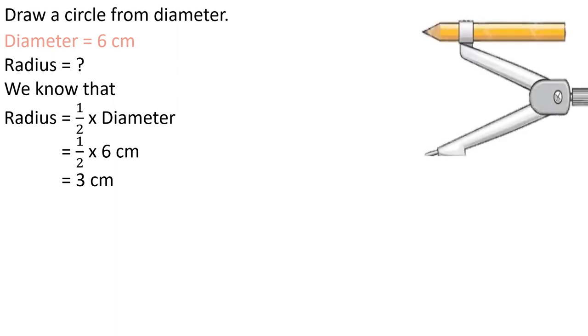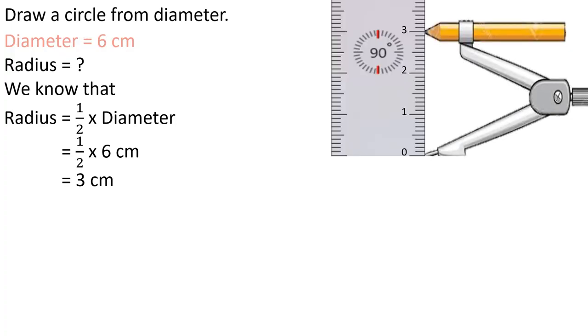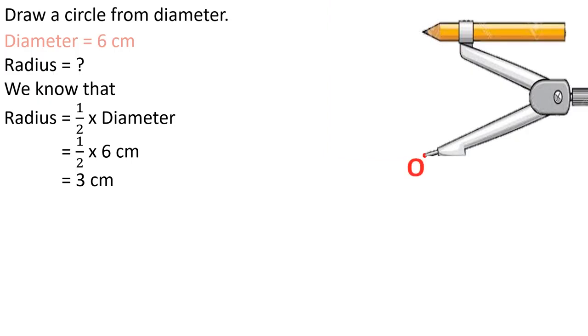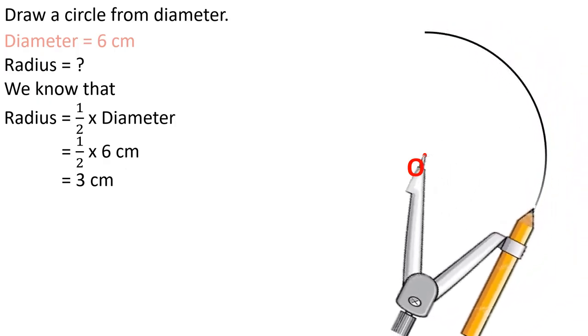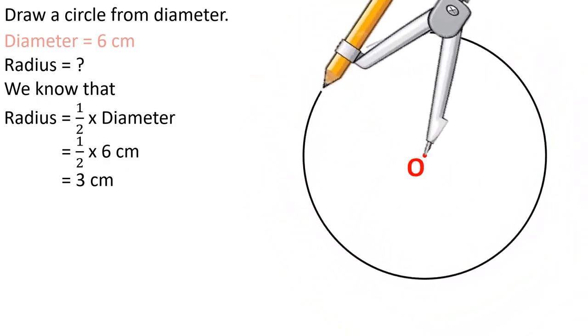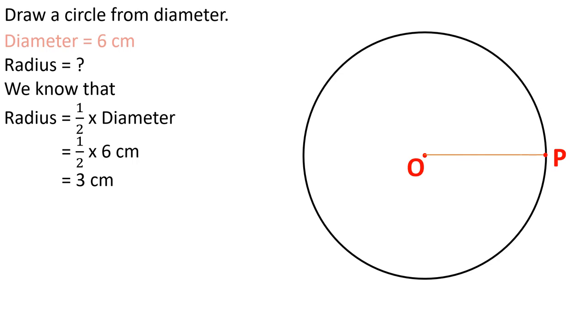First, insert a small well-sharpened pencil to the pencil holder arm of the compass. Open the arms of the compass and take a distance of 3 cm with the help of ruler. Mark a point O on a sheet of paper. Keep the needle arm of the compass on the point O. Rotate the pencil head around the center point marked O. Thus, we get a circle of 3 cm radius.